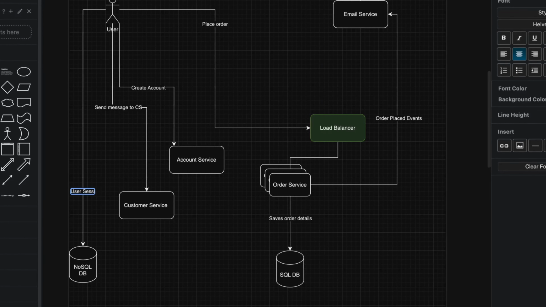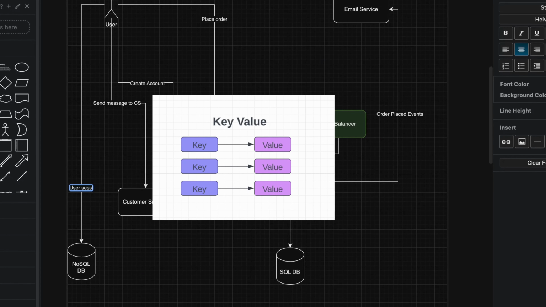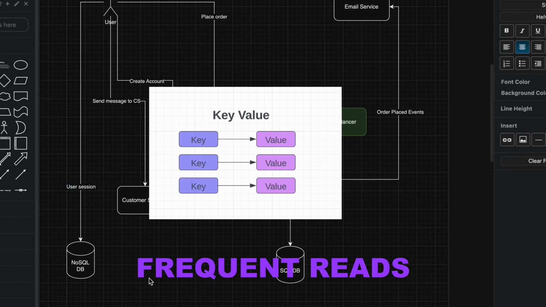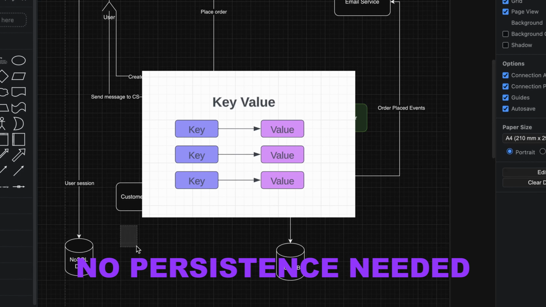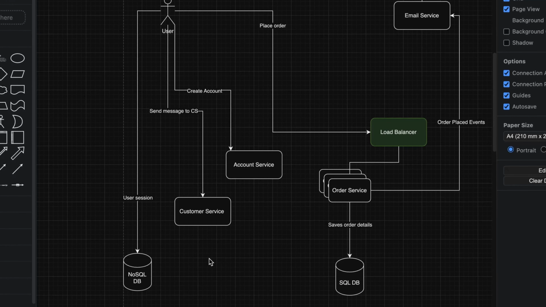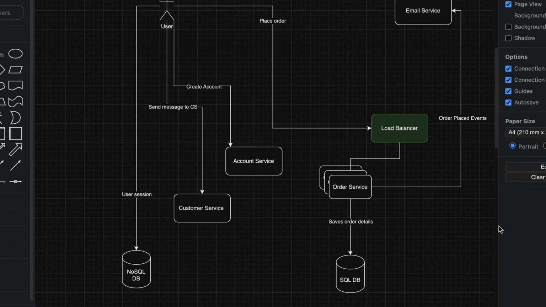User sessions are generally key value pair data. They are read extremely frequently, updated often, and do not require persistence. The ideal database for this would be an in-memory database instance like Redis.